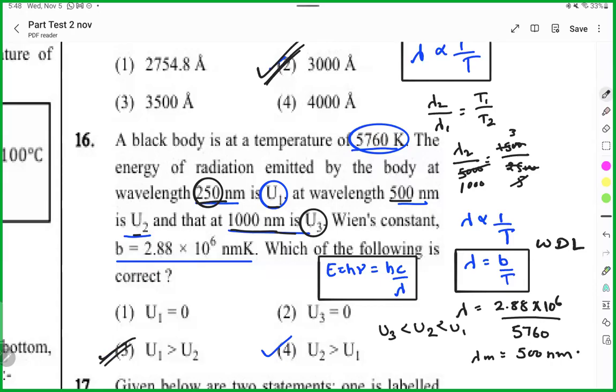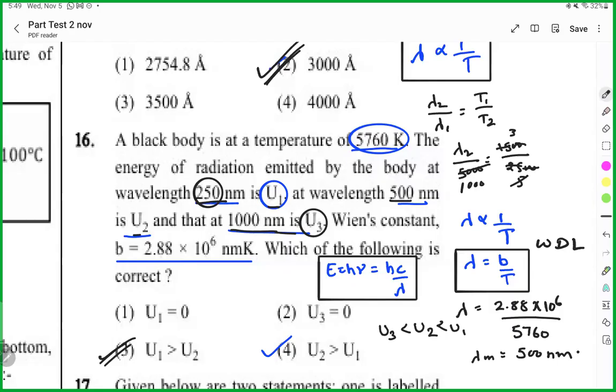Tell me, Arpit. Sir, the U value closest to lambda will have the higher value, right? How is that? There was a concept. I don't remember. So this is it: E is equal to h nu and E is equal to hc by lambda. And if you increase temperature, wavelength will reduce. Any doubt? So the answer will be 3.